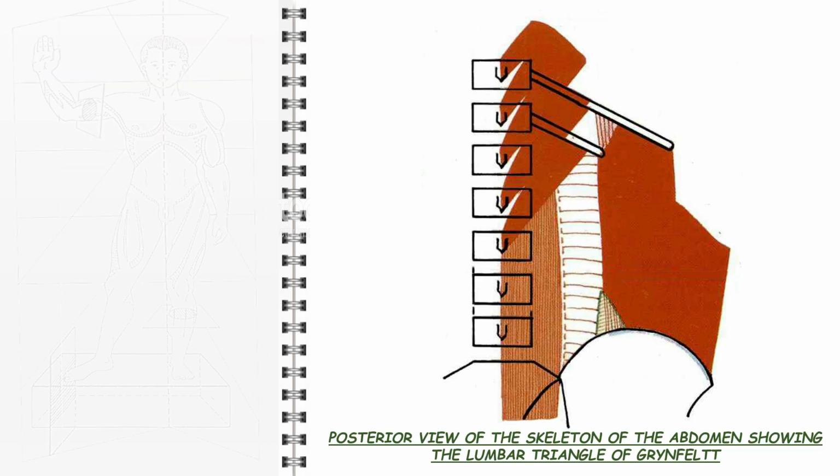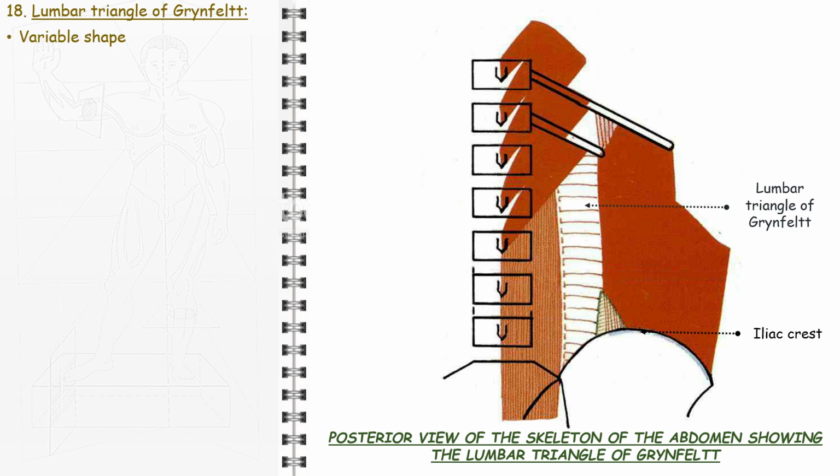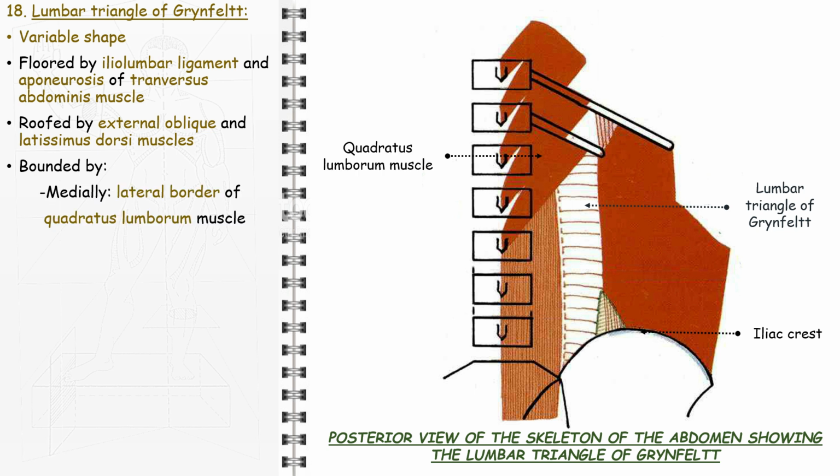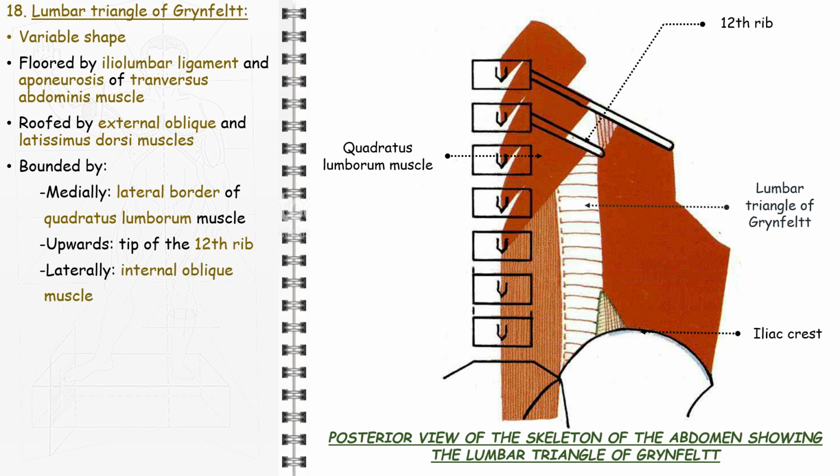The lumbar triangle of Grynfeltt is variable in shape. It is floored by the iliolumbar ligament and aponeurosis of transversus abdominis muscle and roofed by external oblique and latissimus dorsi muscles. It is bounded by, medially, the lateral border of quadratus lumborum muscle, upwards, the tip of the 12th rib, and, laterally, the internal oblique muscle. The lumbar triangle of Grynfeltt is a weakness zone of the posterior abdominal wall and is crossed by the subcostal vessels and nerves.